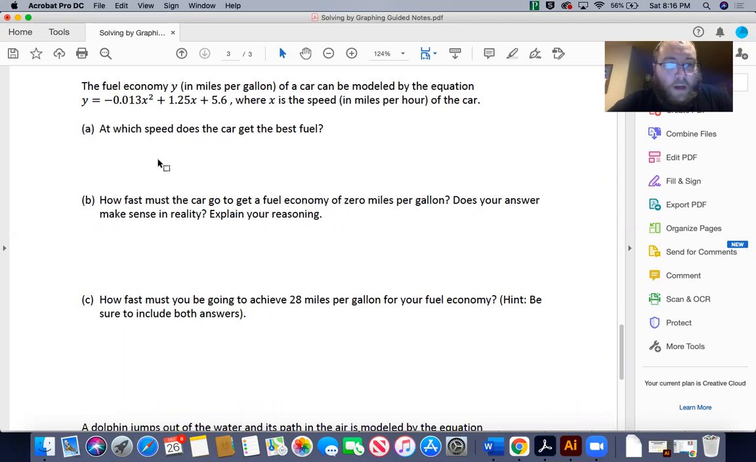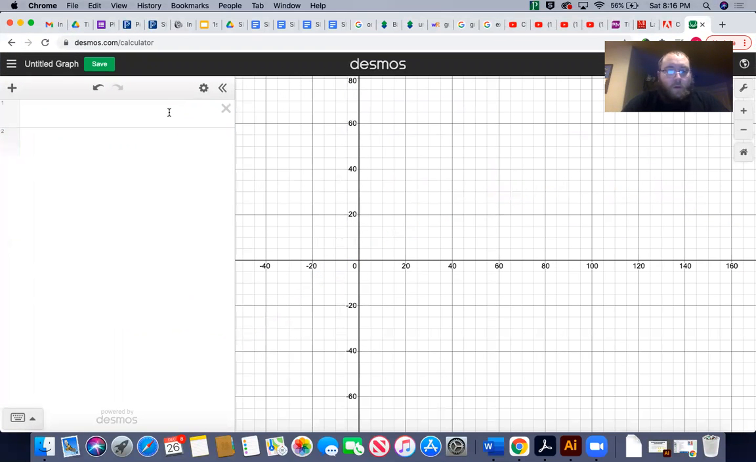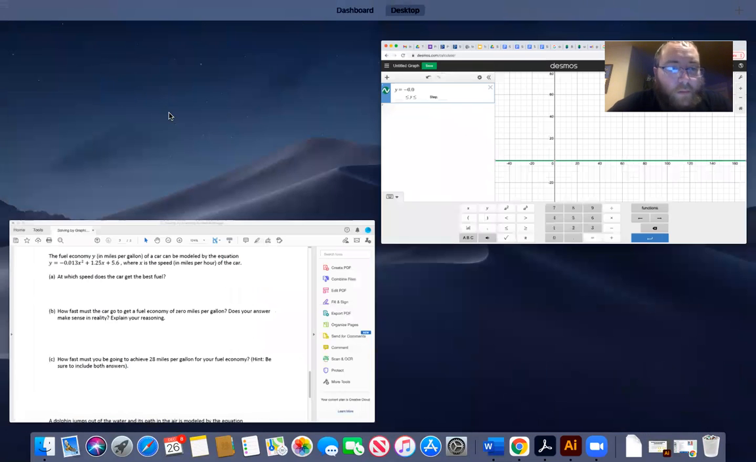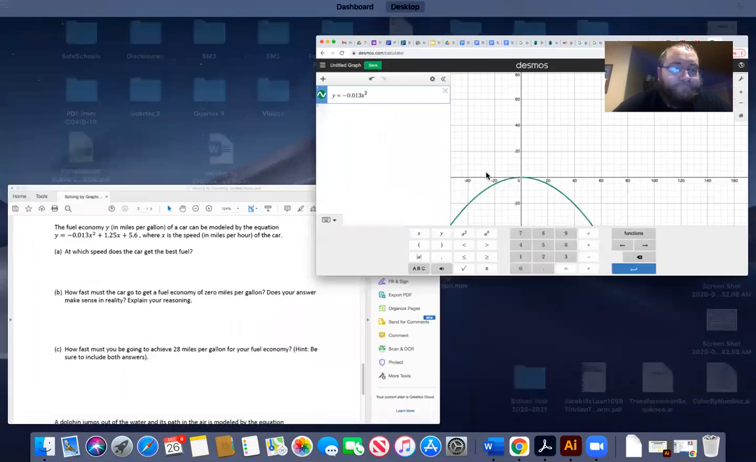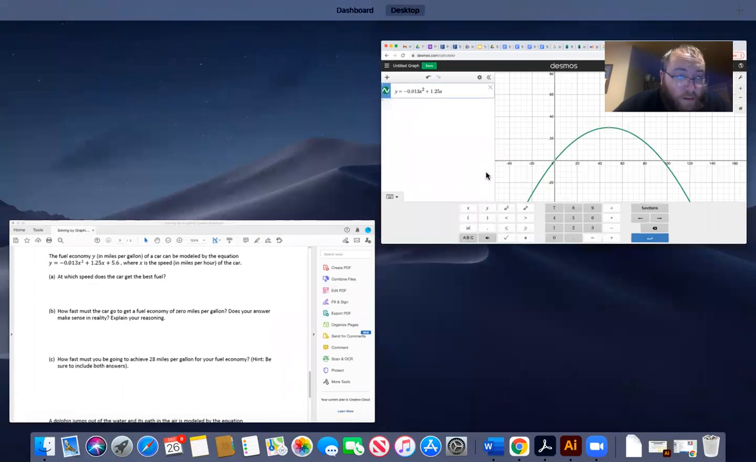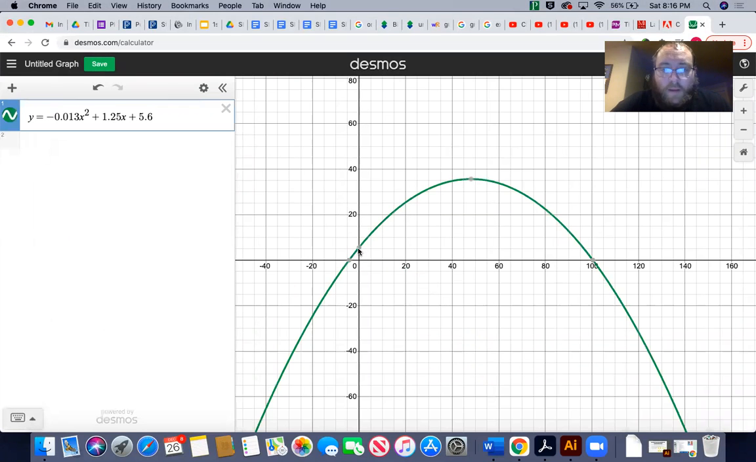So part A, at which speed does the car get the best fuel? And that's another typo. It's supposed to say best fuel economy. So let's type it in here. Y equals negative 0.013x squared plus 1.25x plus 5.6.